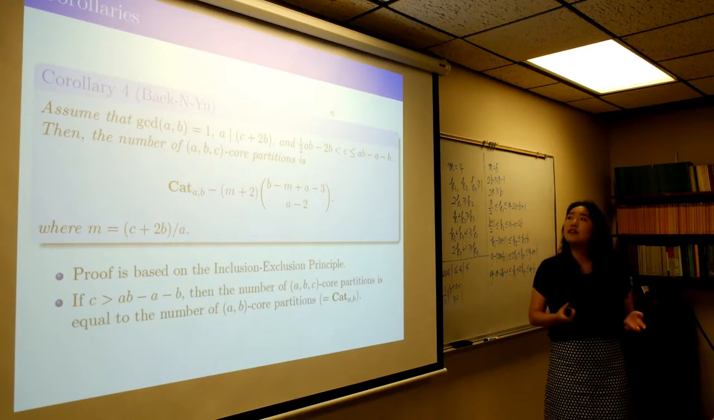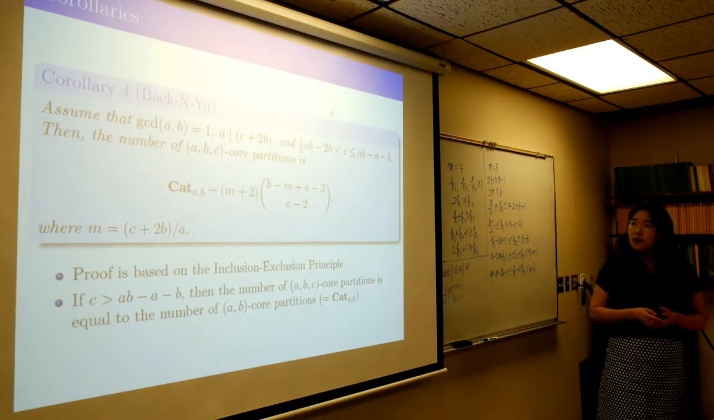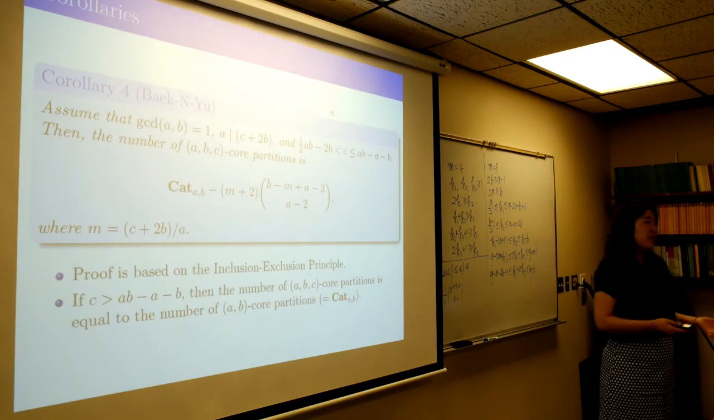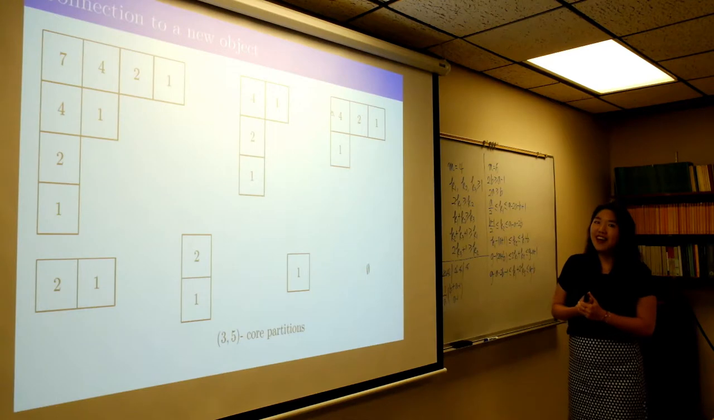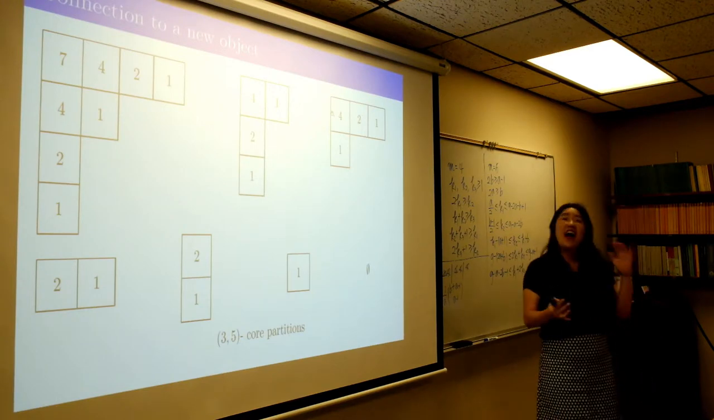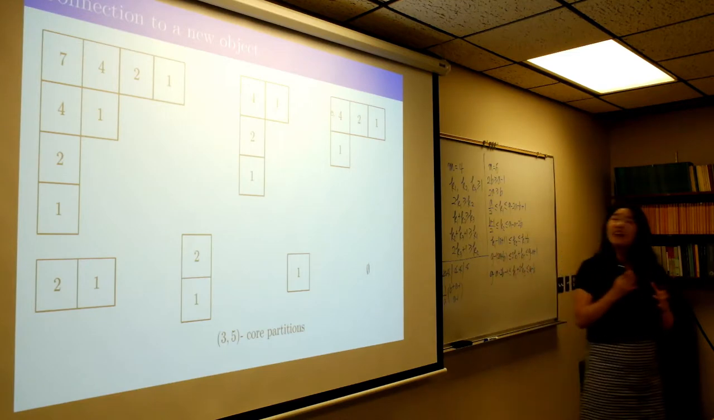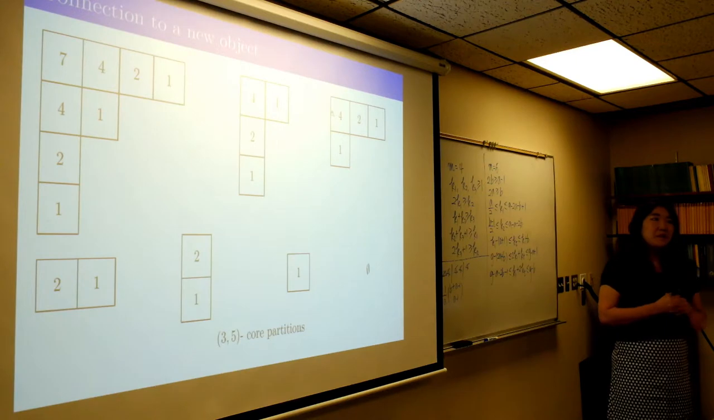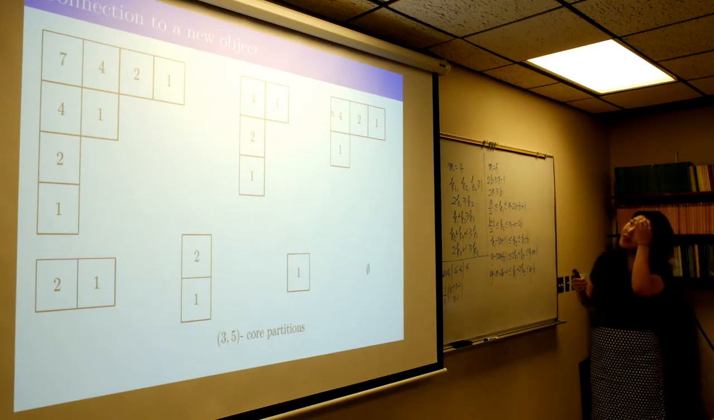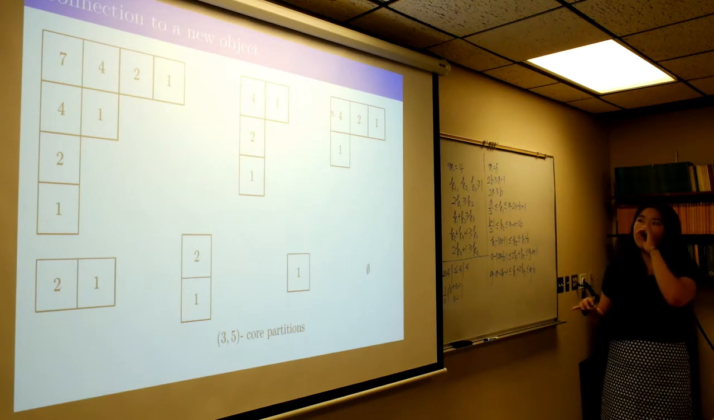And if C is less than that fraction, then this inclusion-exclusion principle will give you a messy computation, which we just gave up. And now we're going to talk about how core partitions in numerical semigroups are related. Do you have any questions so far? Okay, so we're going to talk about how core partitions and numerical semigroups are sort of related.